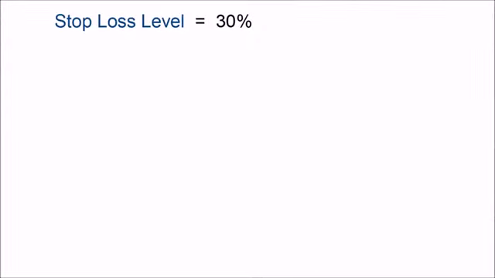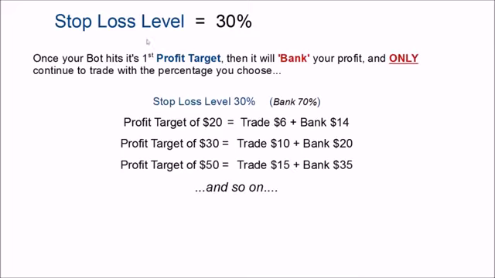Okay, so let's have a look at the stop loss level in some detail. We're going to assume that we've set the stop loss level at 30%. So let's look to see what that actually means. So once your bot hits its first profit target and then any profit targets after that, the bot will automatically bank your profit, and it will only continue to trade with the percentage that you choose. So in this example, we've chosen a percentage of 30%.